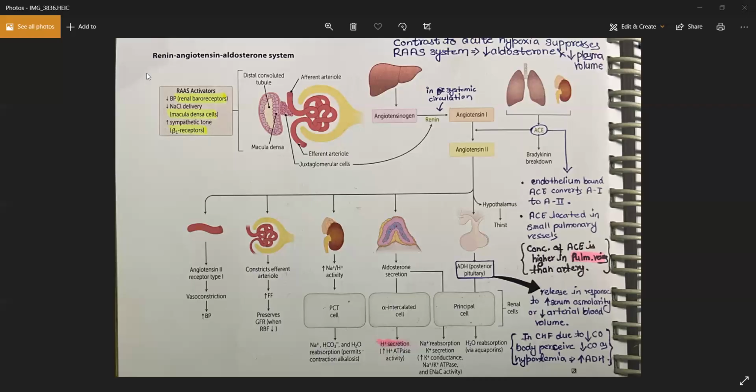So thus, you can have a higher filtration fraction, more GFR, more blood flow to the kidneys. And as a result, more natriuresis. So the ultimate goal of these ANP and BNP is to cause a loss of sodium, a loss of body volume. Is that okay?